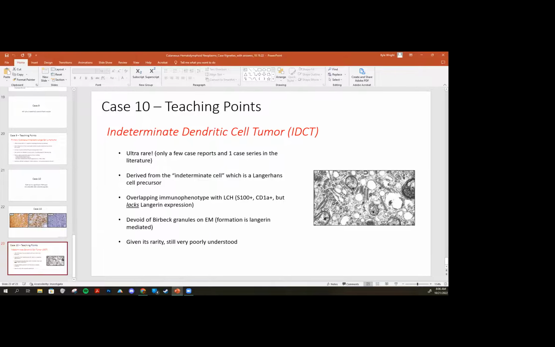So in order to actually definitively diagnose it, not only do you have to have the right morphology and the right immunophenotype, but you actually have to do electron microscopy, which we did on this case to prove that these Langerhans cell precursors are devoid of Birbeck granules. And unsurprisingly, given its rarity, with only a couple cases reported in the literature, it's still very poorly understood.